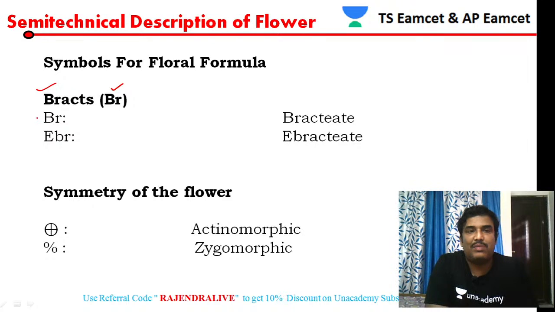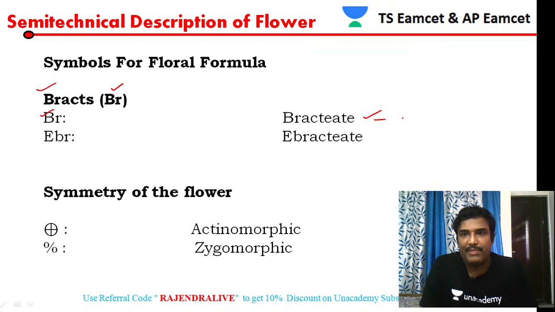So bract is also a modified leaf. Bract is also a part of the flower. It is a modified leaf actually. So Br in a description indicates bracteate. So bract is present in the flower. It is represented as Br and it is called bracteate. So bracteate is when bract is present.